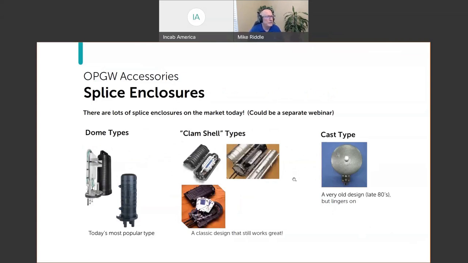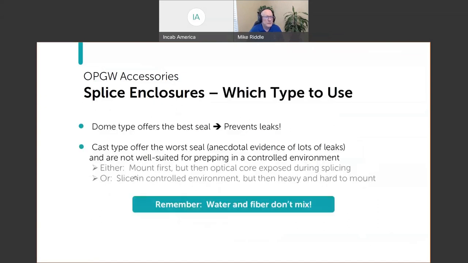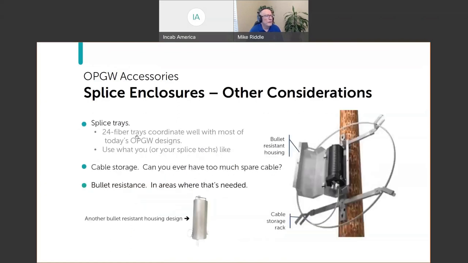Not good. Then you have to do your splicing and then roll everything up and cram it back into the enclosure. I just never liked that. And your other option is to splice this whole thing, not slice, but splice in a controlled environment, right? So you take the whole thing, you splice it down here, and then you got to try to lift this heavy thing. I mean, they can weigh over 100 pounds, and hoist it up on a pole and put it in place. Not easy to do. So as I say, I don't care for those. The clamshell types are fine. They're somewhere in between in terms of leak performance.